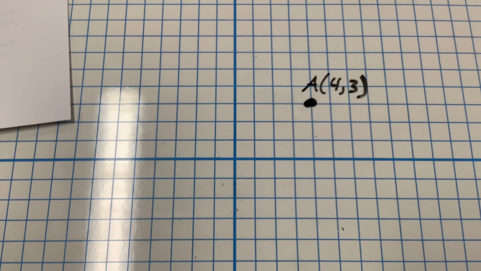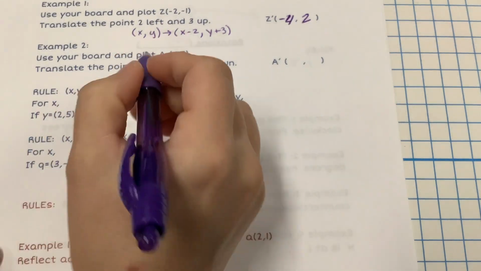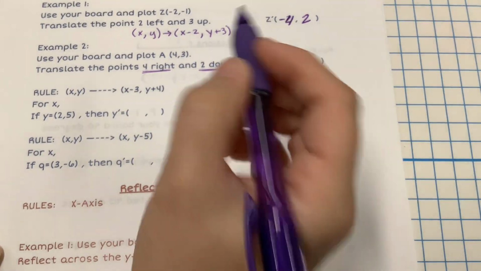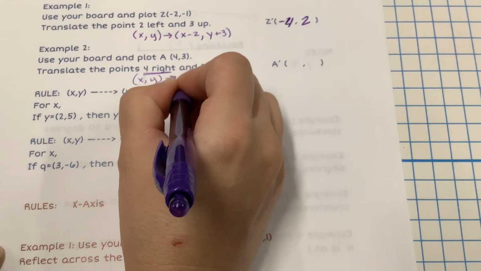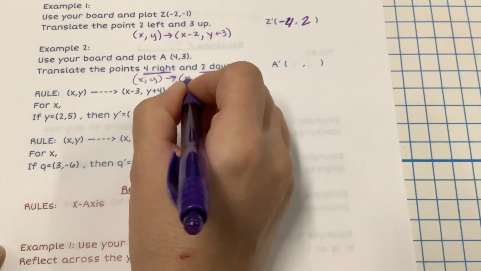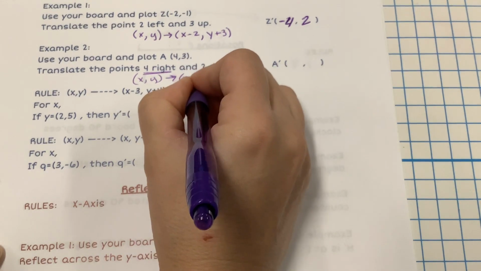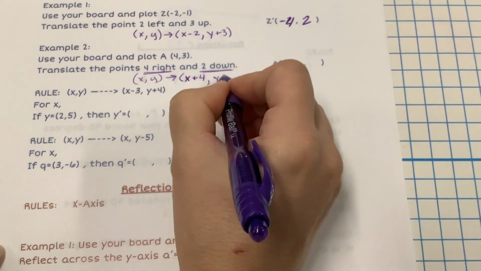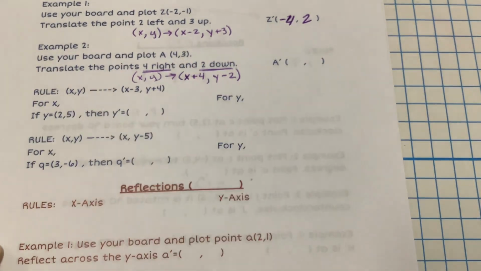All right, and what is our rule? What are they telling us to do? Go 4 right and down 2. So 4 right, 2 down, which means that I'm going to take my X and my Y value, and what am I going to be doing to my X? If it's 4 to the right, add. You're adding 4. And what am I doing to my y value? Subtract 2. How do I know it's subtraction? Because it's going 2 down. Because it says down. Yes.